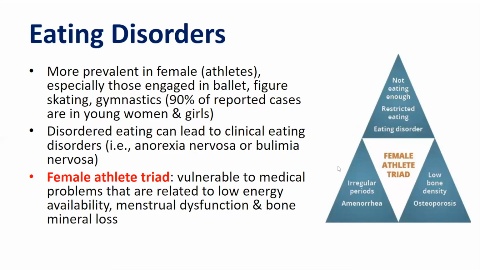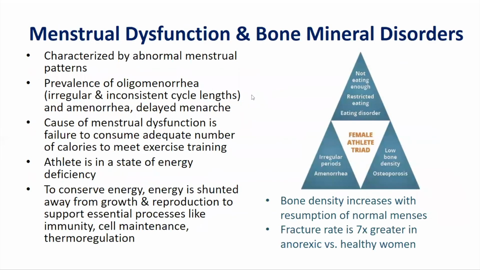So athletes with the female athlete triad are going to be very vulnerable to medical problems related to low energy availability, and also electrolyte imbalances. And since we know that sodium, potassium, and calcium are very important in our cardiac function, this is also going to be related to dysfunction of the cardiovascular system.